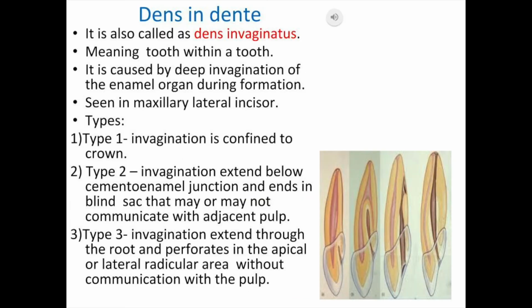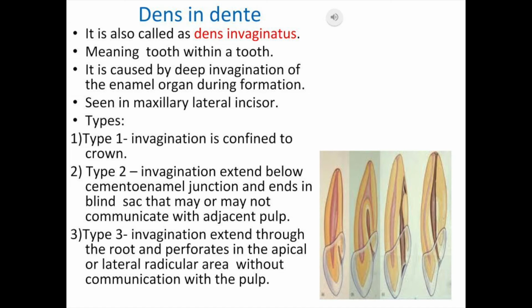Dens in dente. It is also called dens invaginatus, meaning tooth within a tooth. It is caused by a deep invagination of enamel organ during formation, seen in maxillary lateral incisor. It is divided into three types. Type 1, invagination is confined only to the crown portion.